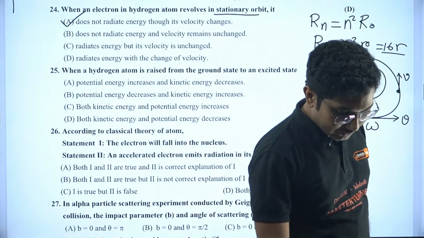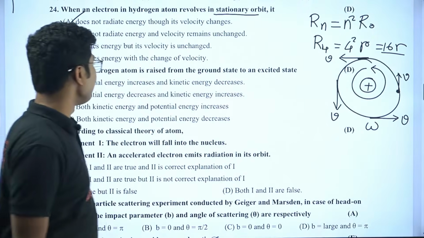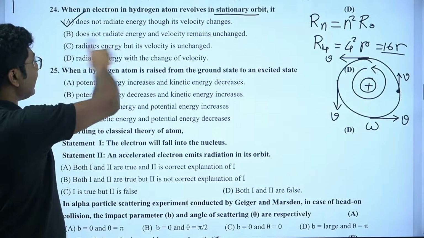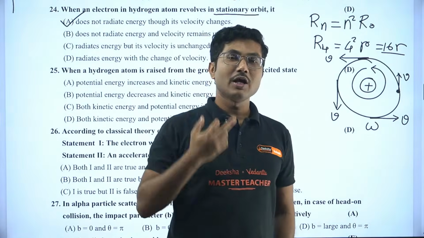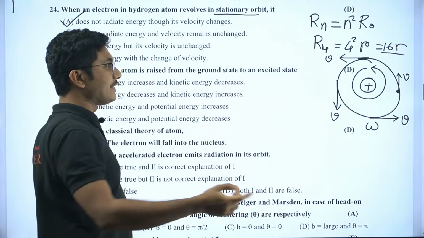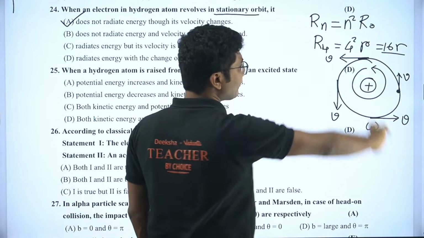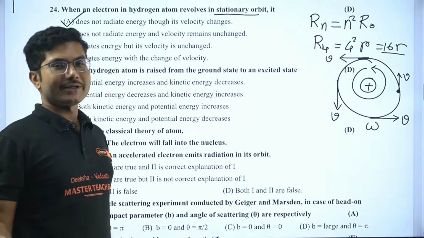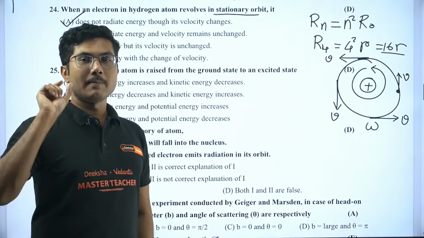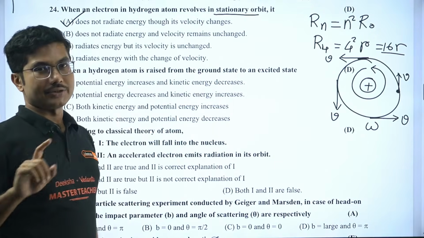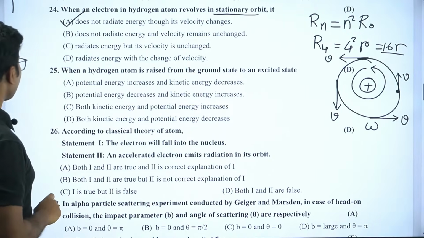Okay, 24A, yes, not 24D, Pooja. It does not radiate energy. Stationary means it does not radiate energy, whereas velocity is changing because the direction changes. Its direction changing means velocity is changing, even though magnitude-wise it is not changing. That's why velocity is changing.